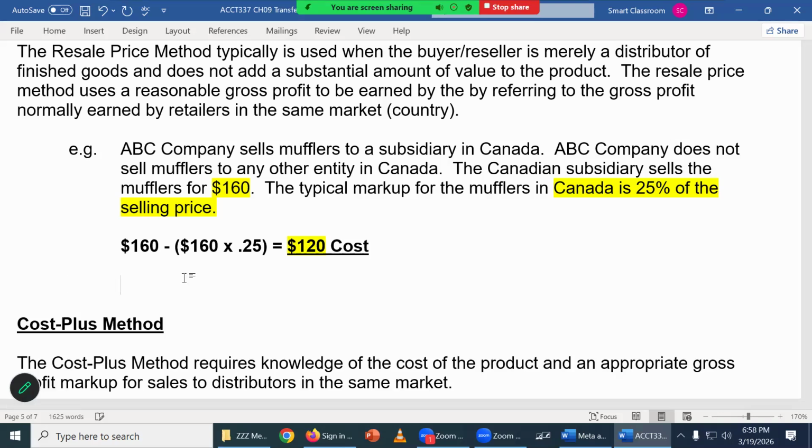So the markup on the cost to get up to 160 might look like this. Cost is 120. Oops, that's not the dollar amount. Times.